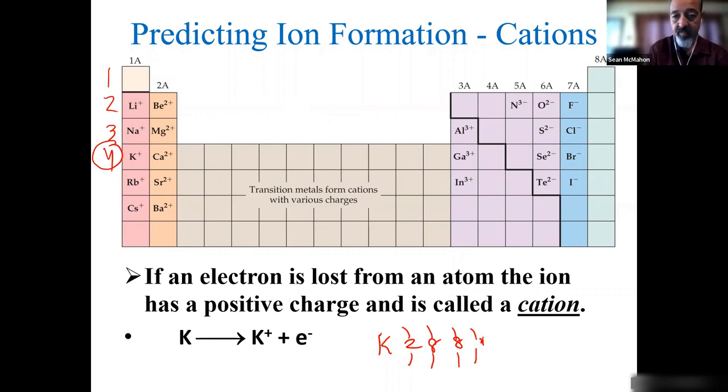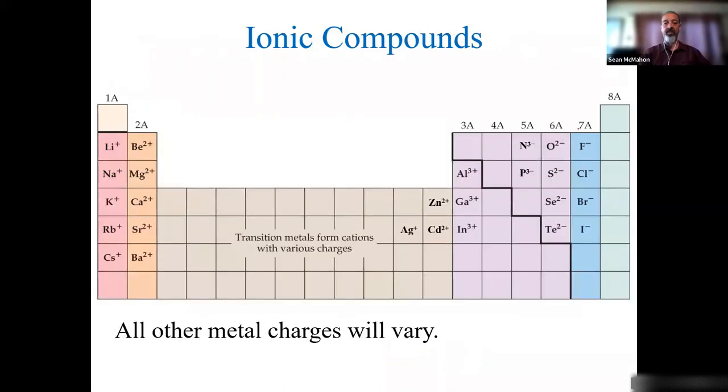Okay. So that's why it's in group 1A. So it has a choice. I could try to gain all these electrons to be like krypton, or I could lose 1 and be like argon. And what does it do? It loses the 1. So for the most part, group 1A has 1 valence electron. So is it going to try to get 7 or lose 1? Lose 1. That's why they have positive charge.